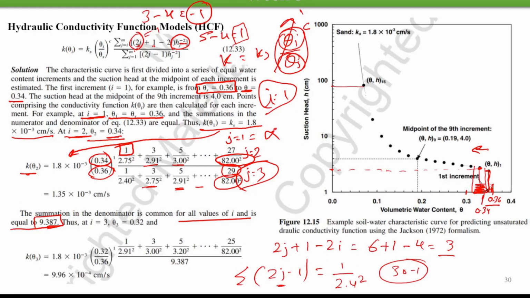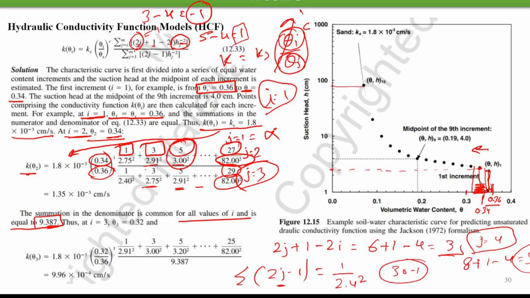Then we do it for j is equal to 3. This term will be obtained for j is equal to 3. We have obtained 3, and this term will be obtained for j is equal to 4. If you see, it will be 8 plus 1 minus 4, which is going to be 5.